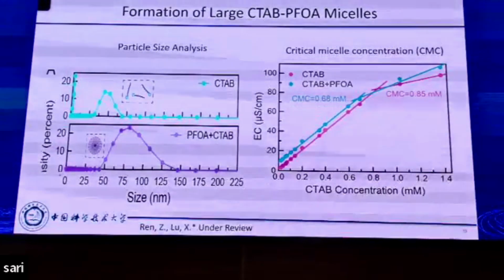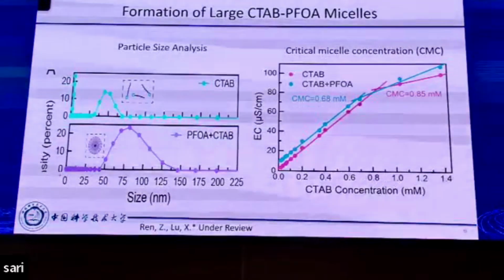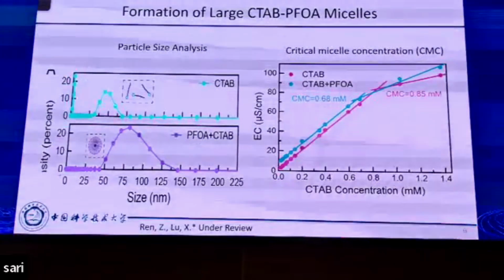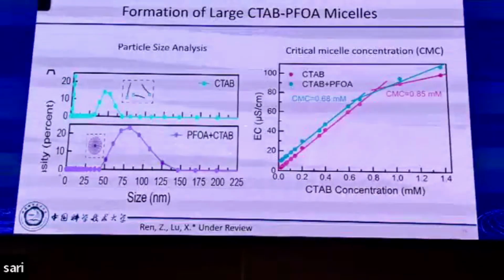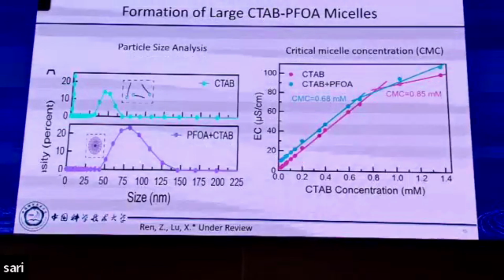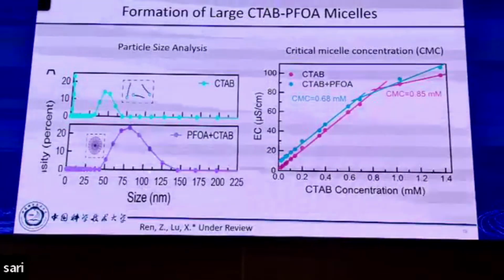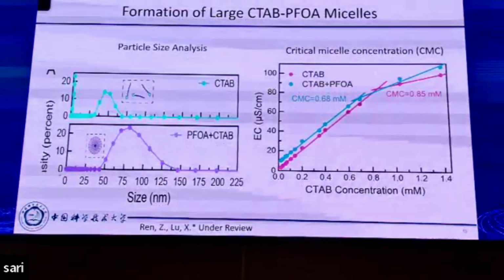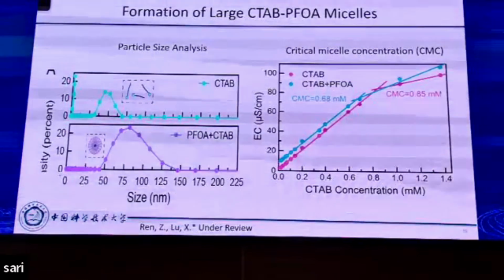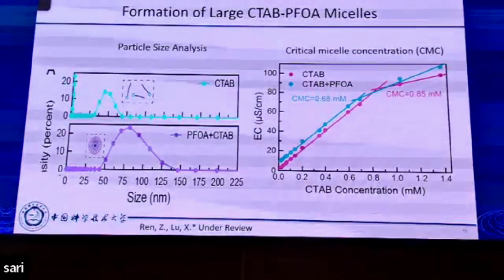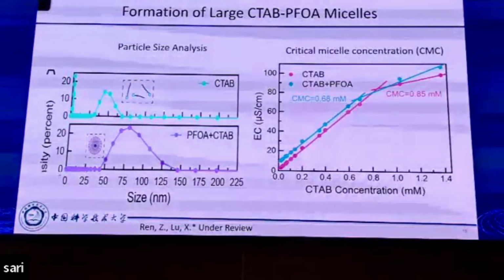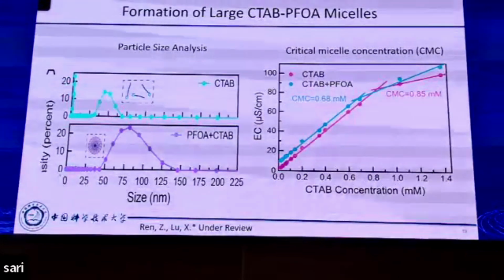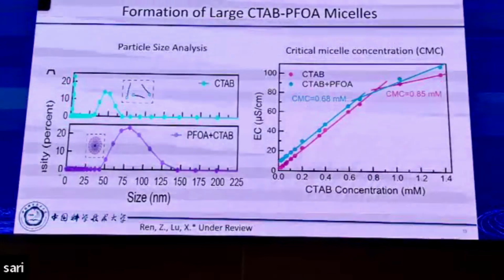So the next thing we want to show is that we use DLS to determine the size of our micelles in the system. We can see that CTAB has micelles of around 50 nanometers, whereas with this composite, the micelles can be even larger, around 100 nanometers. We also determined the critical micelle concentration in our system. We can see that with the presence of PFOA, its CMC decreased a little bit compared to the system with only CTAB. This is an indication that PFOA molecules are involved in the micelle formation in our system.